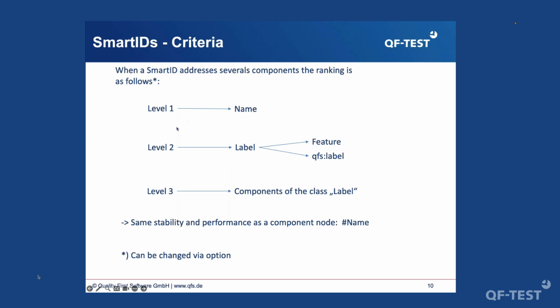And even if this is not matching, QFTest is doing another round, a third level search, and then looking for components of the class label. This can be changed via options, as it's written here. So if you have an application and you know there's not any component which has a valid or useful name set, then you can simply skip the first level search and tell QFTest, I want to rely on labels or any other attribute, I want to just go for this search, which is then even speeding up your object recognition.